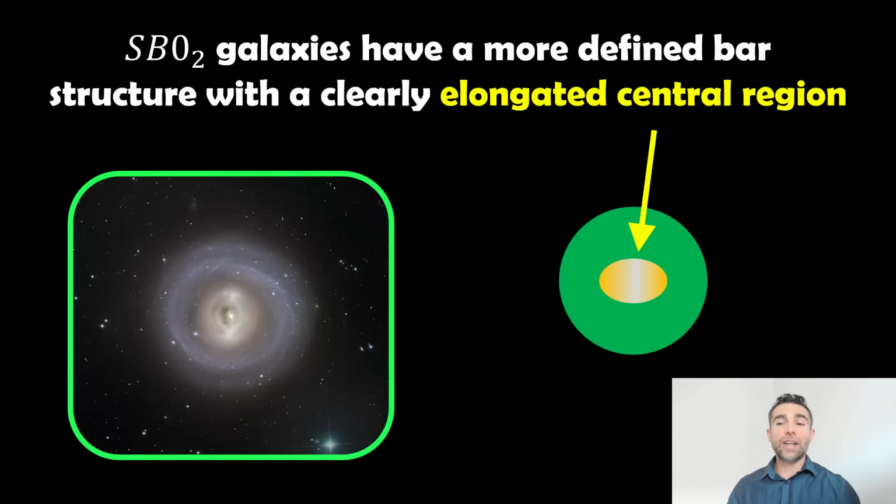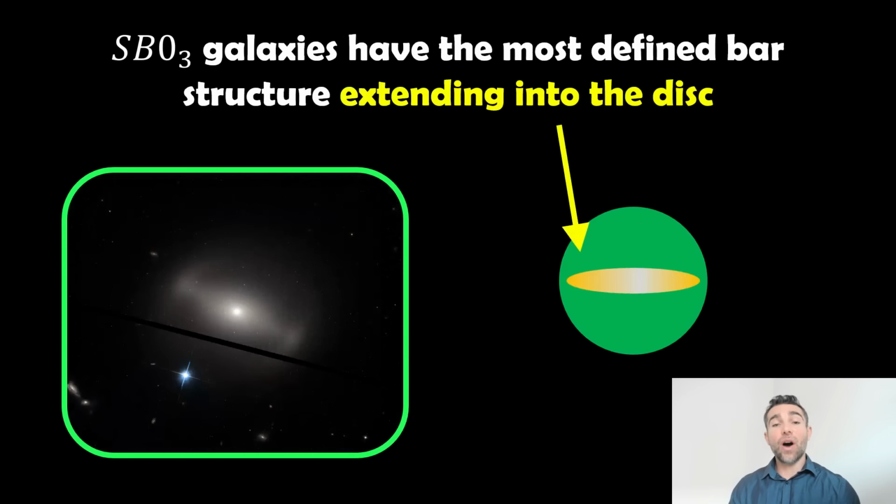These have a more defined bar, and you can quite clearly see that these actually have an elongated central region. I've given some examples on the left hand side there of these types of barred lenticulars, and you can see in the center there it's quite clearly got a bar. It hasn't got a perfectly symmetric central region, so we've definitely got an elongated central region there. And then the final one is your SB03. These have the most defined bars.